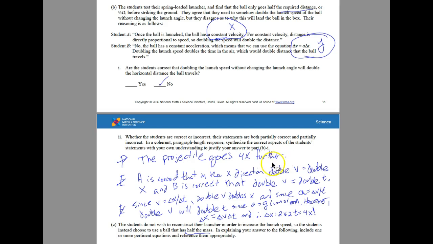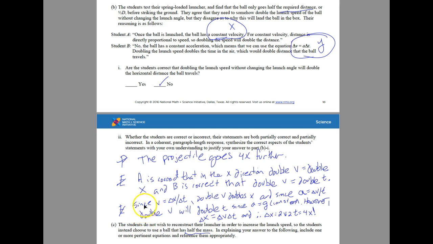But our problem here, so here's our equation, but our problem is it's also accelerating in the y direction. So if you double v, you double x, and that's for this equation. And B is correct that if you double v, you double t. So if I double v, I also have to double my t because my gravity is going to still be 10 meters per second squared.